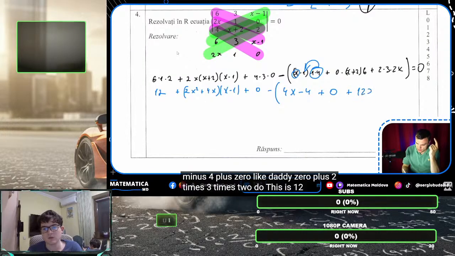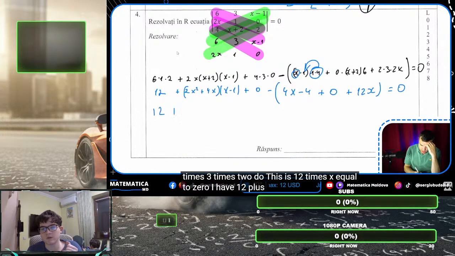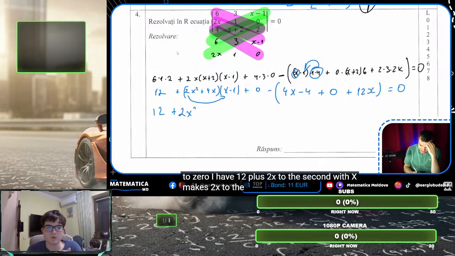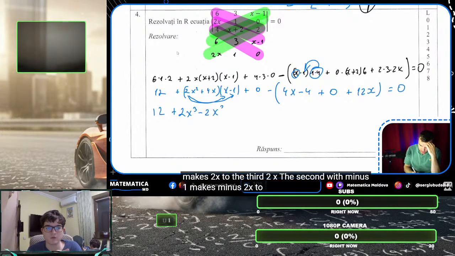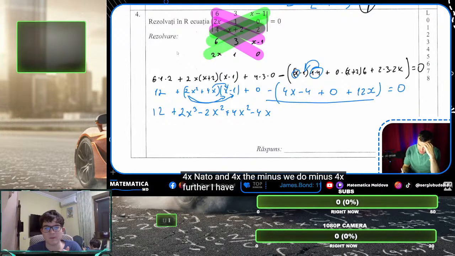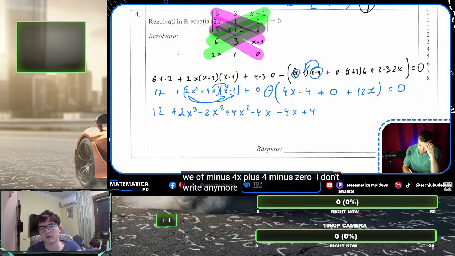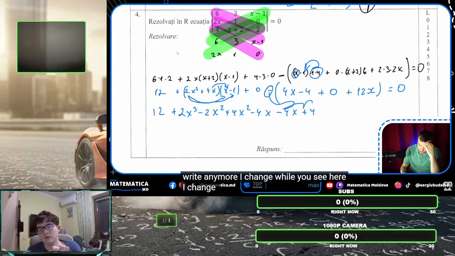Okay. Now plus 0 plus 12x equal to 0. Now multiply everything. It's going to be 2x to the third power minus 2x to the second power, plus 4x to the second power, minus 4x. Now we just change the sign. Plus 4 minus 12x, because of the sign change. Boom.